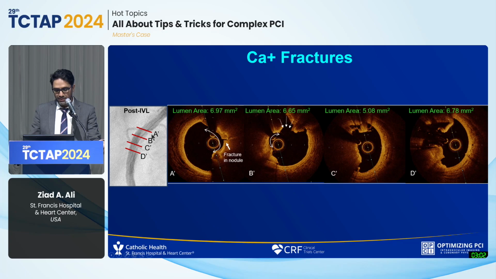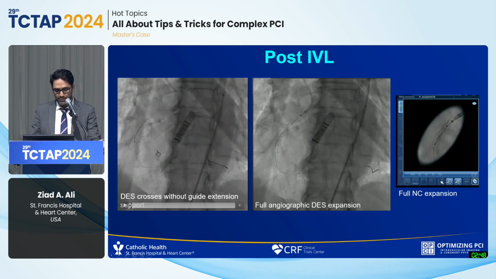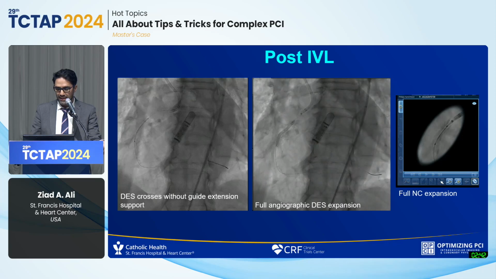Here you can see calcium fractures at different parts of the vessel. You can see very deep calcium fractures, incomplete fractures, some dissection, as well as almost complete pulverization of a deep segment of calcification. Once this happens, the PCI becomes actually very easy. The DS crosses without guide extension catheter support. You have full angiographic DS exposure.